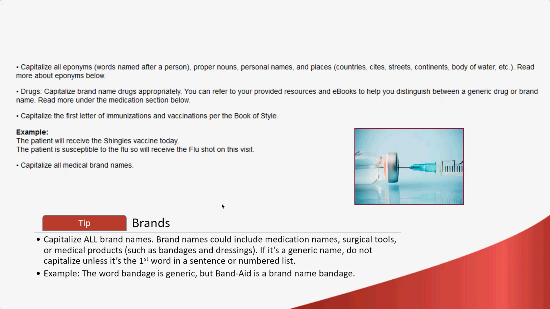For immunizations and vaccines, you want to capitalize the first letter of those. So the patient will receive the shingles vaccine today. We're talking about the vaccine, so we capitalize the word shingles. Don't cap the word vaccine, just the word shingles. The patient is susceptible to the flu, so will receive the flu shot on this visit. So flu shot, we're talking about the vaccine, so we cap the word flu there. But when we talk about susceptible to the flu, we're not talking about the vaccine, we're talking about the illness, so we don't cap it there. So just watch out for that, okay?